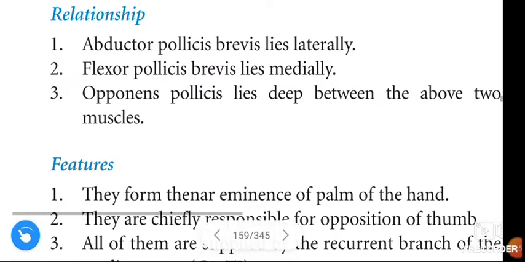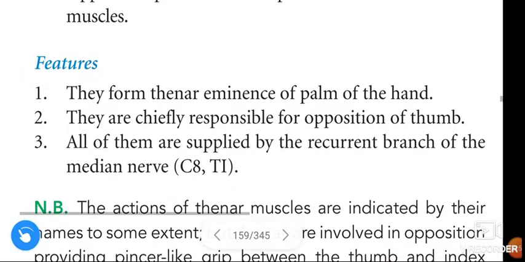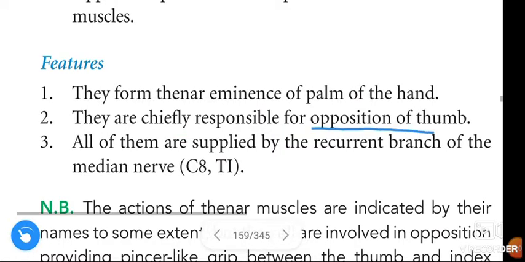Okay. Next, coming to the features of these thenar muscles. These thenar muscles form the thenar eminence of the palm of the hand. They are chiefly responsible for opposition of the thumb. All of them are supplied by the recurrent branch of the median nerve, that means C8 and T1.